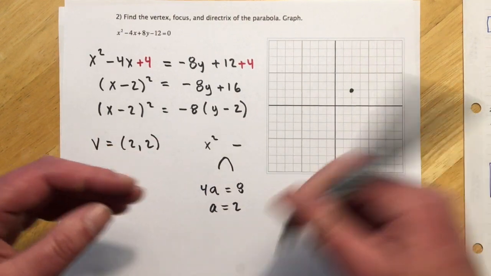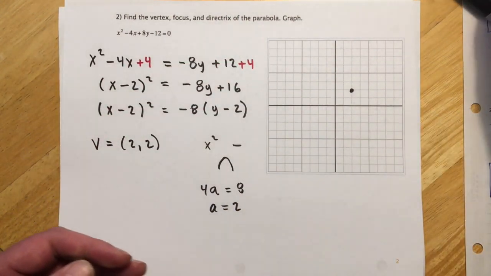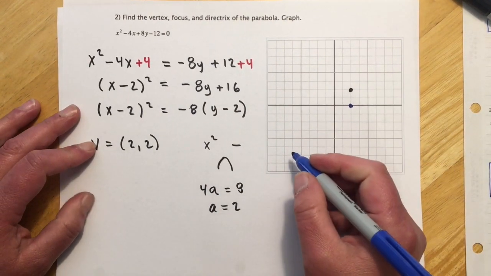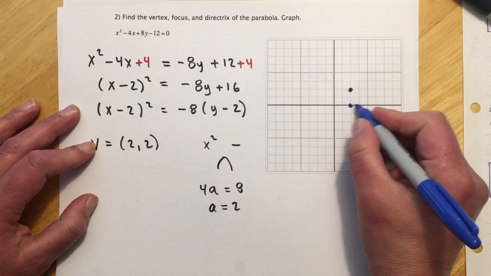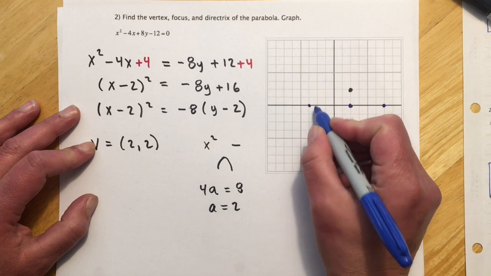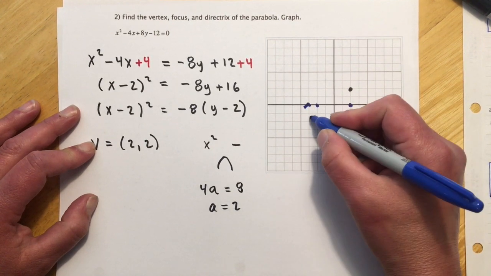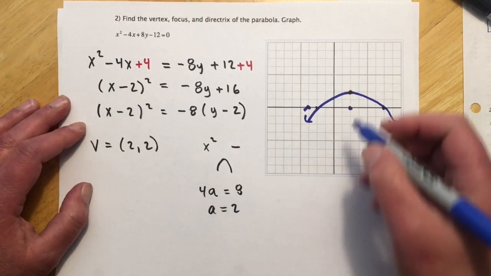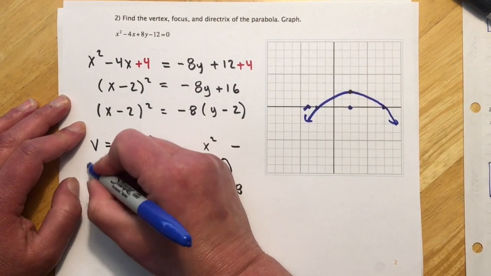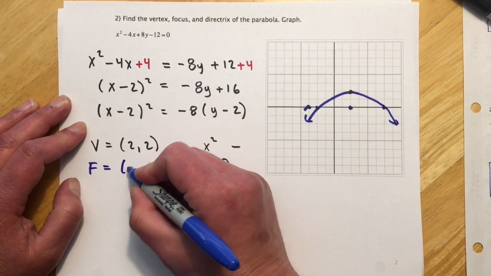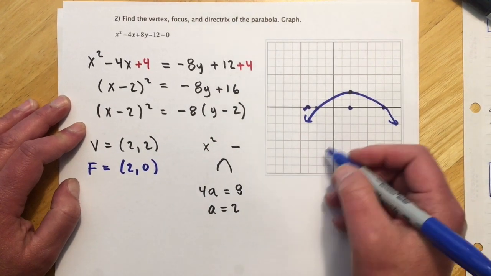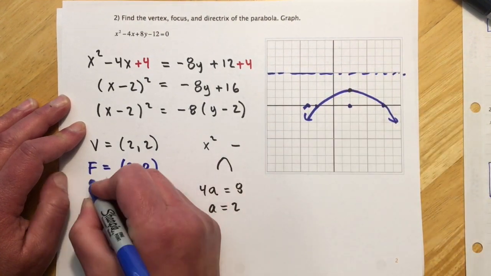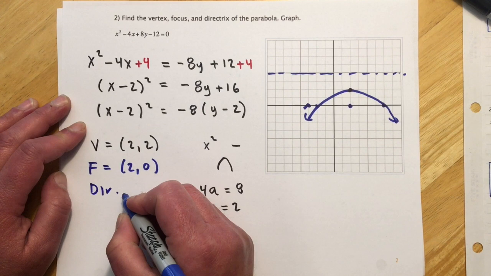So then if that's our vertex, our focus, let me change colors here, is going to be right there. And then since a is 2, it'll be 4 to either side. Oops, that's 5. Ignore that one. So it should look kind of like that. And then our focus appears to be at 2, 0. And then our directrix, is above the parabola. So it'd be right there. So directrix is y equals 4.